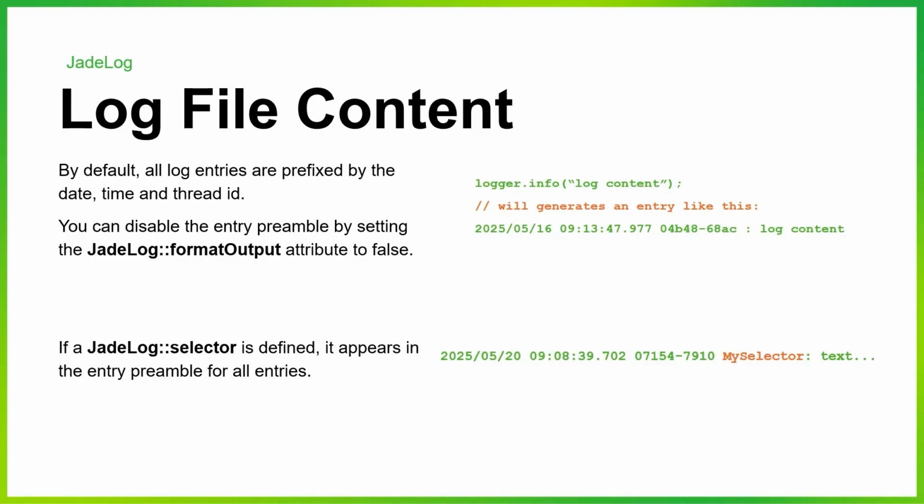The selector is for use with the tracing statement. One thing to note is that once you've selected a selector, you get that selector in your preamble, regardless of whether you're calling trace, info, log, whatever, it just turns up.